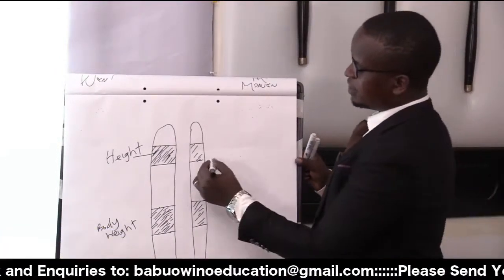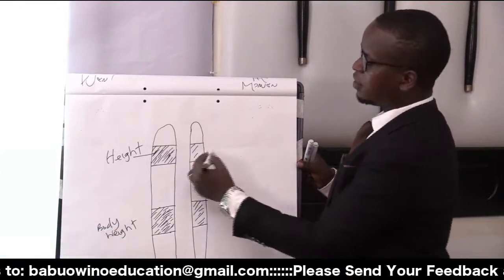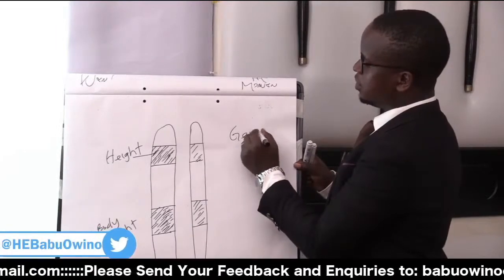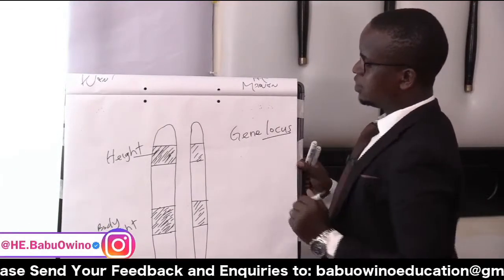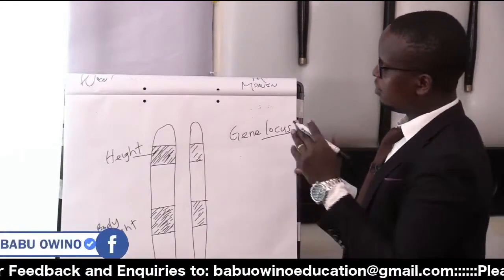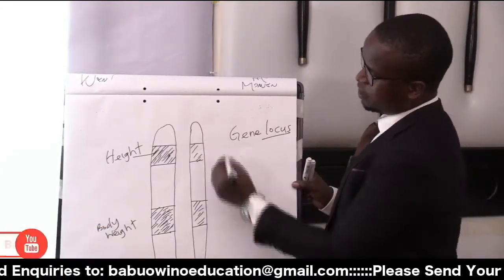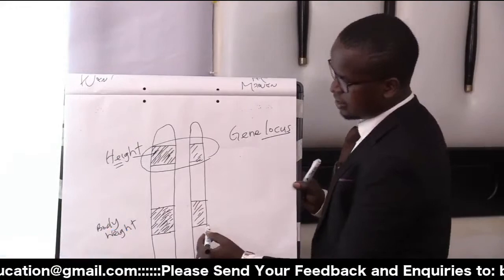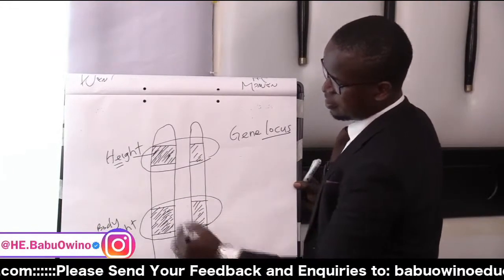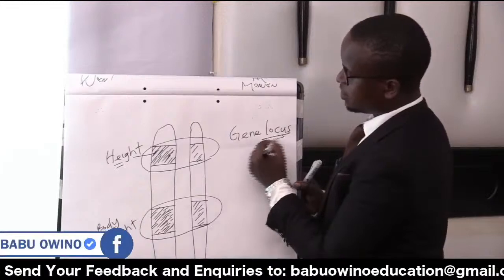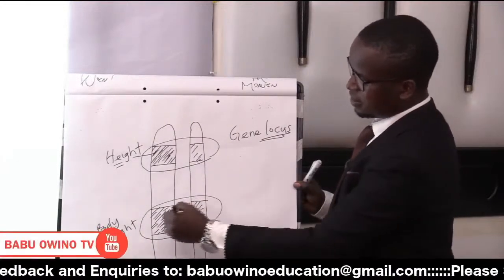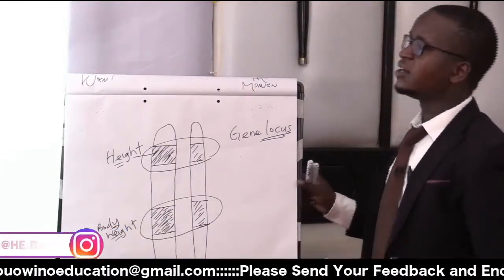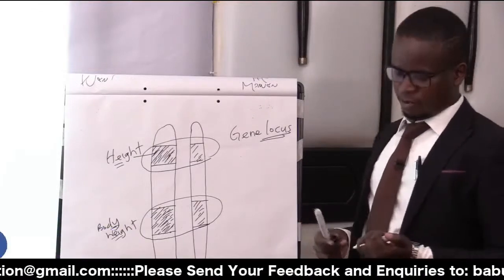And the specific location of a gene on a chromosome is what we always call the gene locus. So gene locus refers to the physical location of a gene on a chromosome. Like this is the location of the gene for height. This one is the location of the gene for body weight. So this is the gene locus for the gene controlling height. This is the gene locus for the gene that is controlling body weight. In plural, we talk of gene loci. So gene loci is simply the plural of gene locus.